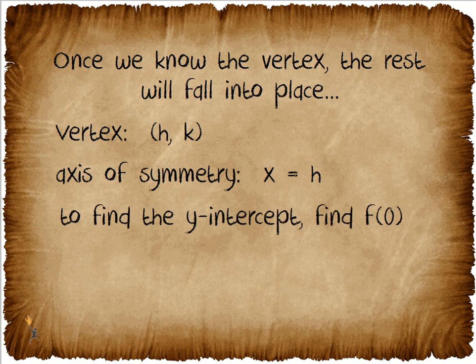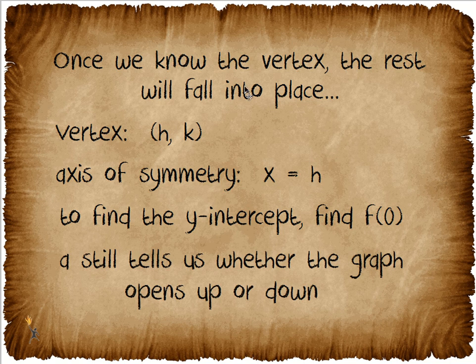To find the y-intercept, I'm still going to have to plug 0 into my original equation for x and solve. And then the number in front of the whole thing, or a, is still going to tell us whether the graph opens up or down. Of course, if a is greater than 0 or positive, our parabola opens up. And if it's negative, it's going to open down.